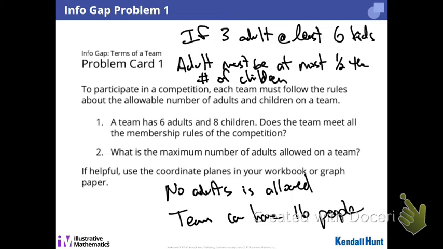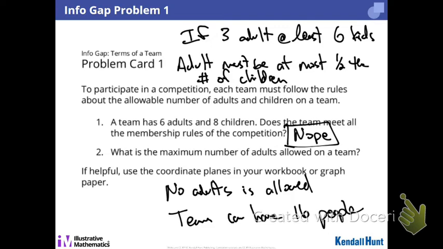Okay. So 6 adults, 8 children. Is it legal? No. Why not? Because... Yeah, so if there's 8 children, how many adults would you have? Or if there are 6 adults, how many children would you need? 12. But 6 and 12 is 18. So they couldn't make that work because you can't have 18 people.